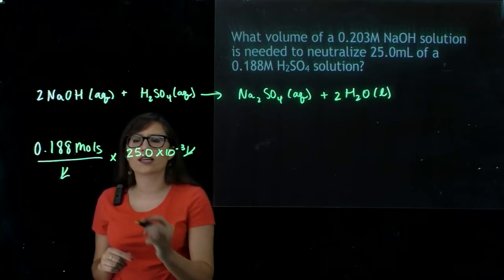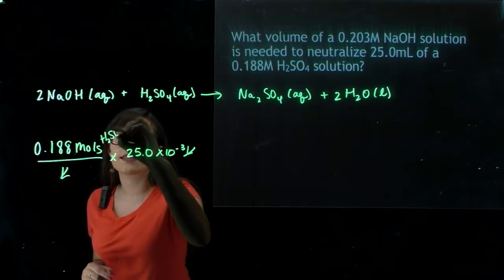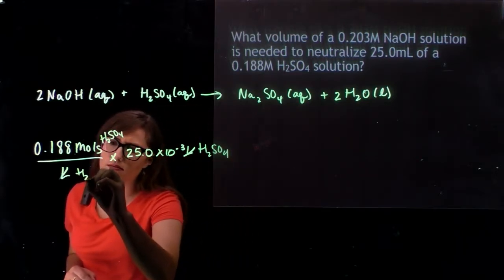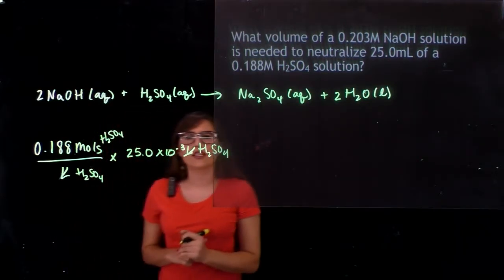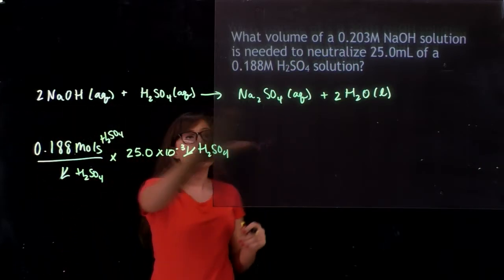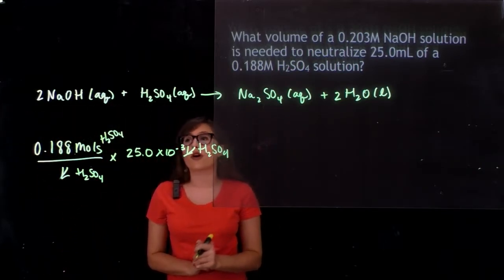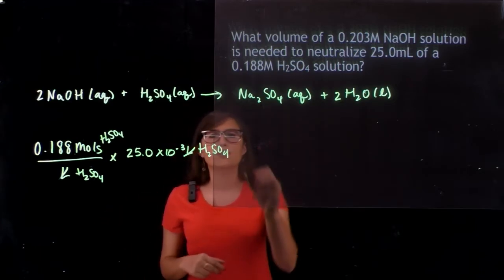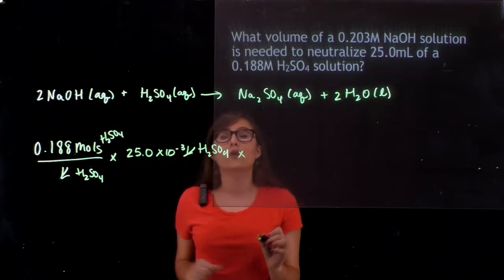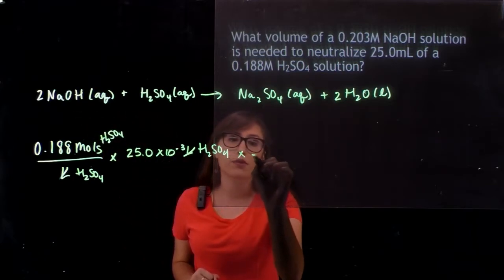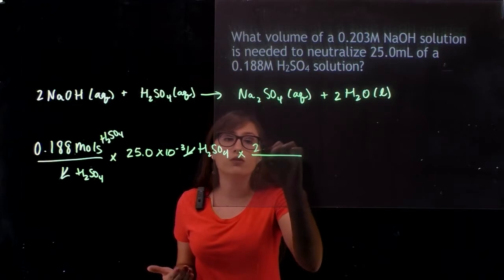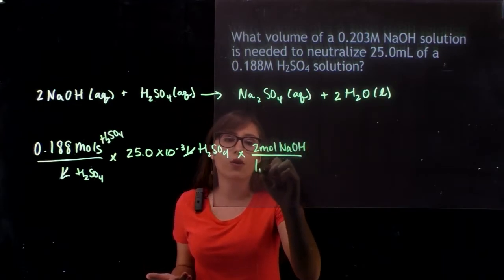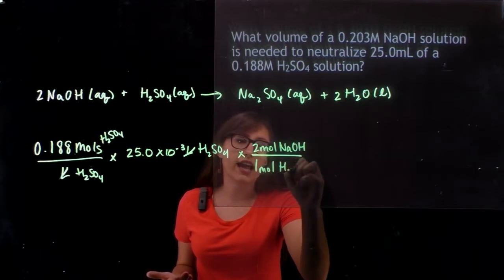The reason why we're doing this, and this is for our sulfuric acid, is so we can use the stoichiometric relationship to convert from moles of sulfuric acid to moles of sodium hydroxide. Once we do that, we're going to use the stoichiometric relationship. We know we have 2 moles of sodium hydroxide react with 1 mole of sulfuric acid.